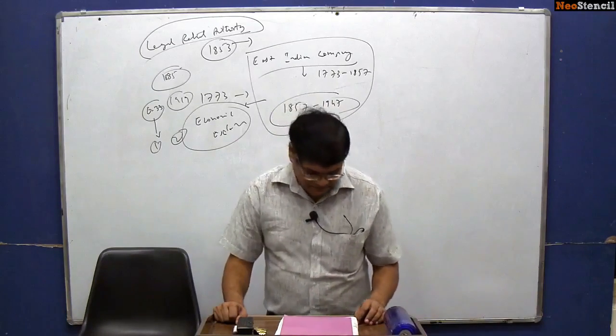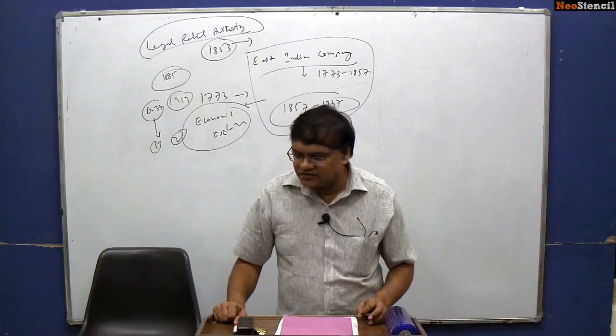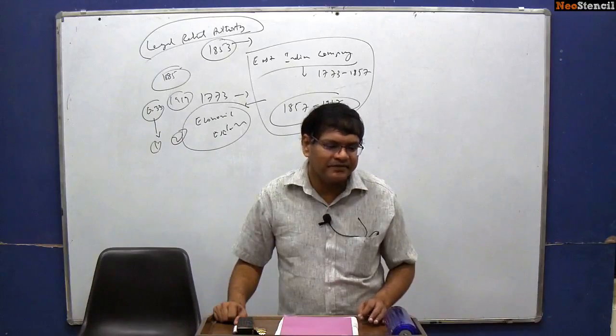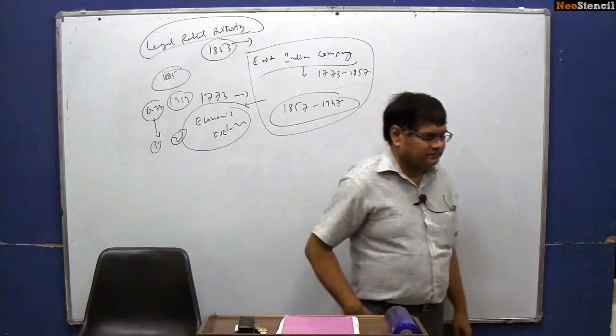Next, what are the other important features that we find in our constitution? The next important thing that we find in our constitution is the Directive Principles of State Policy, DPSPs.